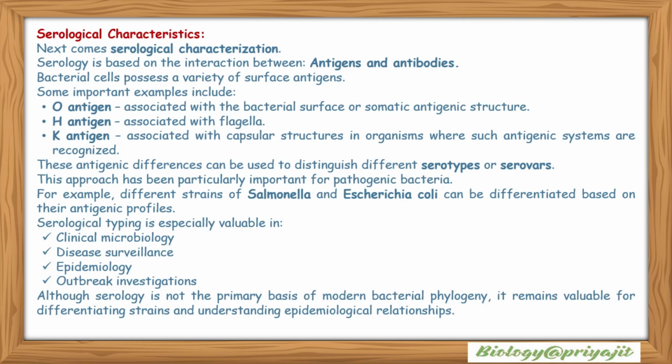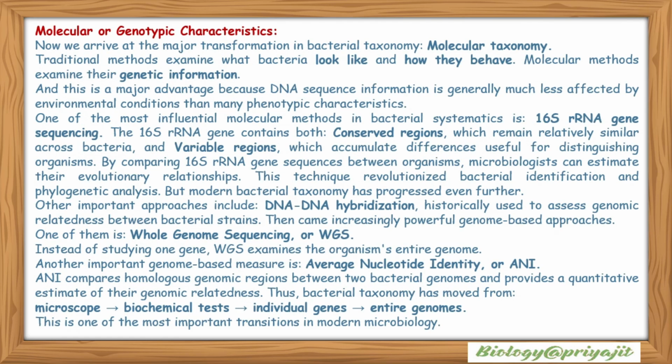This approach has been particularly important for pathogenic bacteria. For example, different strains of Salmonella and E. coli can be differentiated based on their antigenic profiles. Serological typing is especially valuable in clinical microbiology, disease surveillance, epidemiology, outbreak investigation, etc. Although serology is not the primary basis of modern bacterial phylogeny, it remains valuable for differentiating strains and understanding epidemiological relationships.